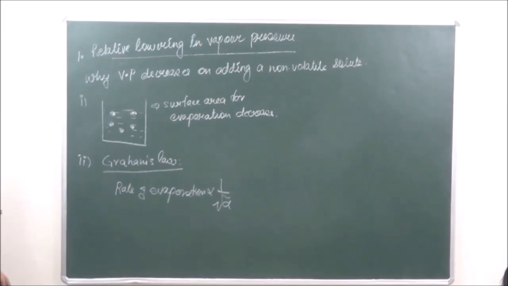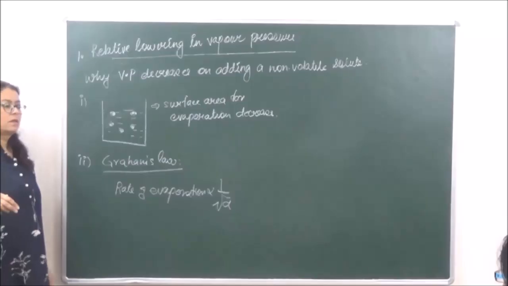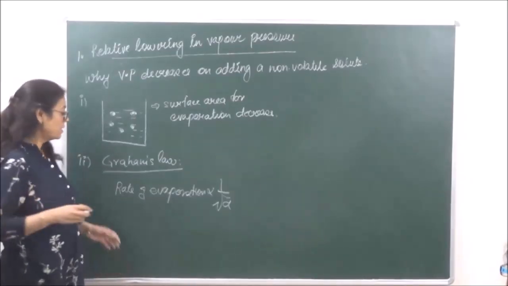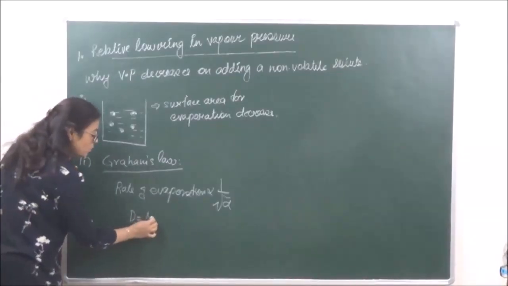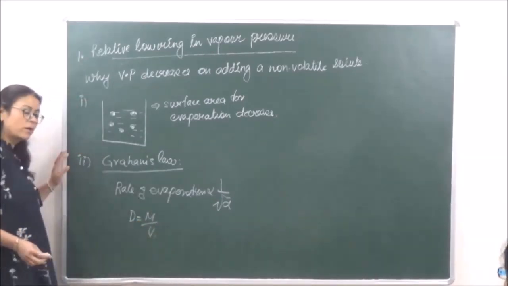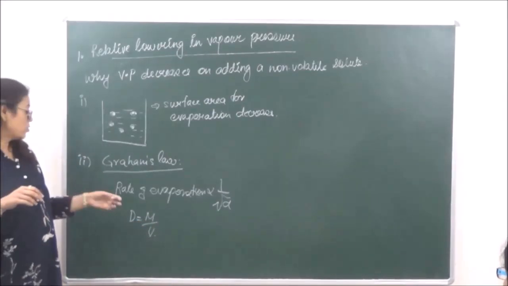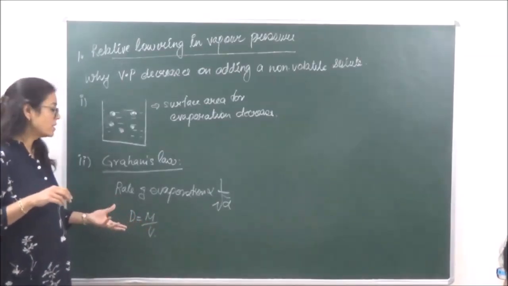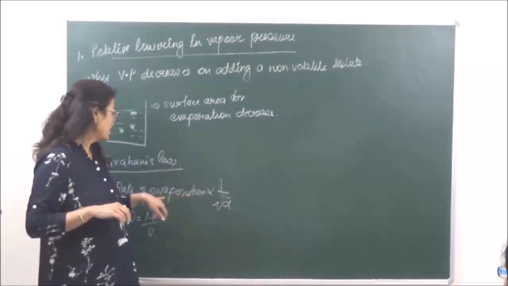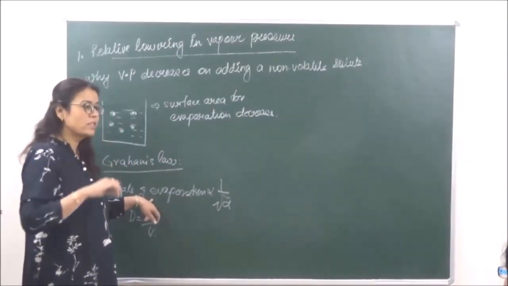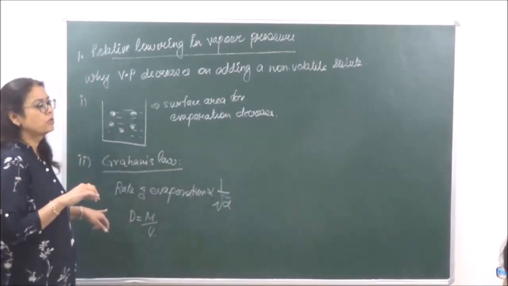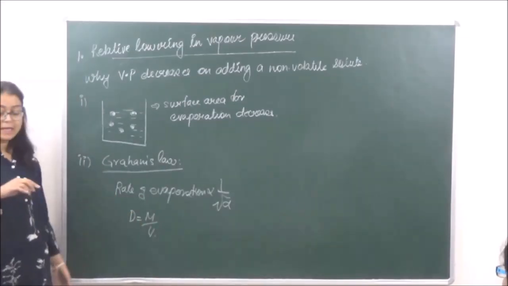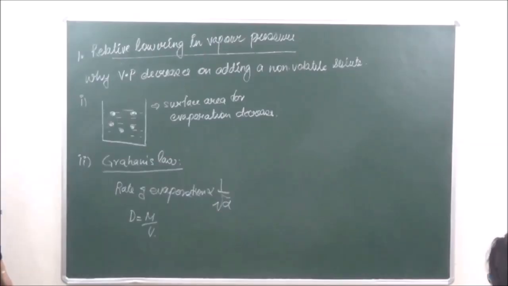Now when a non-volatile solute is dissolved, what will happen to the density? Mass will increase. If mass increases, we know that density is equal to mass upon volume. So on adding a non-volatile solute, mass increases, therefore density also increases. According to Graham's law, what happens to the rate of evaporation? It is going to decrease. Right? So fewer vapors are going to be formed. Have you understood? So these are the two reasons given.